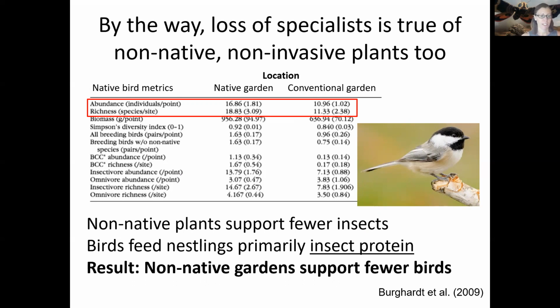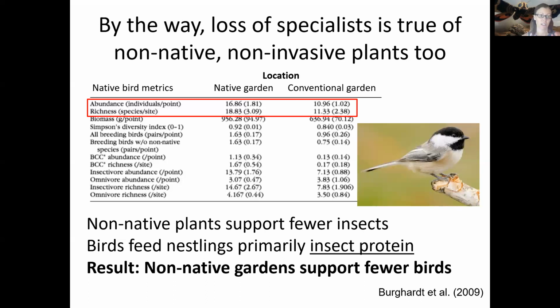And this graph is basically showing a comparison of the numbers of insectivorous, insect-eating, and more generalist omnivorous birds in a native garden on the left versus a garden planted mostly with non-native species. And what you're seeing is that there's a much higher bird abundance, so numbers of birds, as well as richness, numbers of species of birds, if somebody's garden is planted predominantly with native species. And the reason behind that, the mechanism behind that, is because those non-native plants support fewer insects.